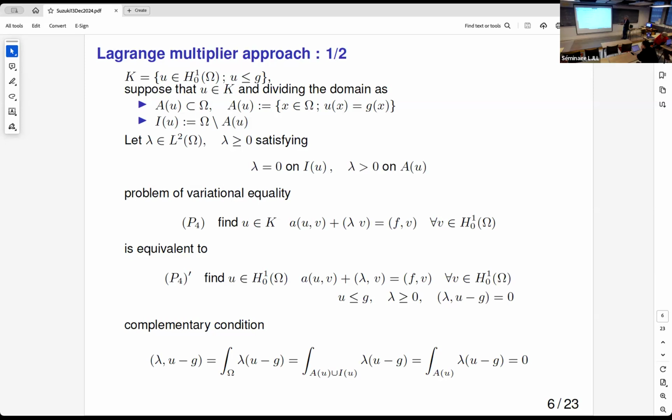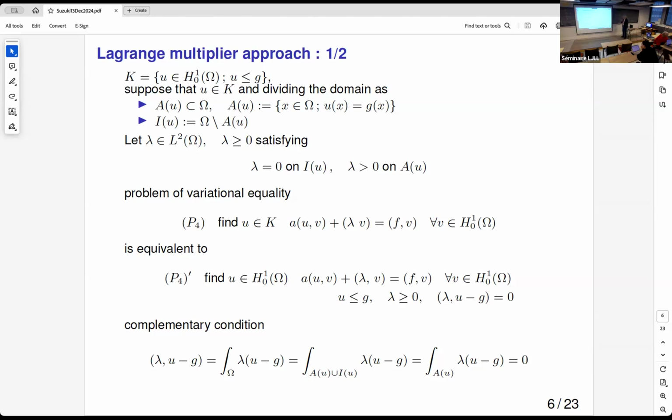So here is a standard variational form, and this is the Lagrange multiplier. And the solution should be found in the subset. Then the test function is in the whole space. And I would like to change this K to the whole space. In this case, I put the constraint, the Lagrange multiplier, and the complementary constraint.